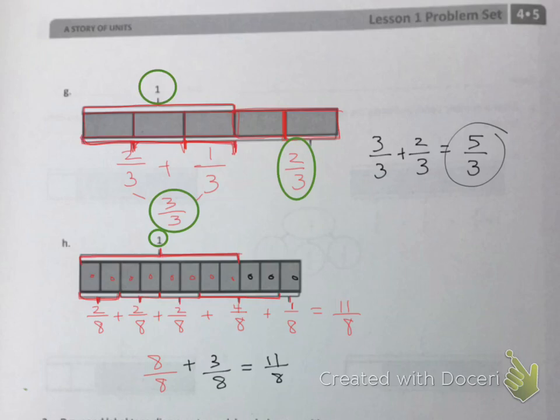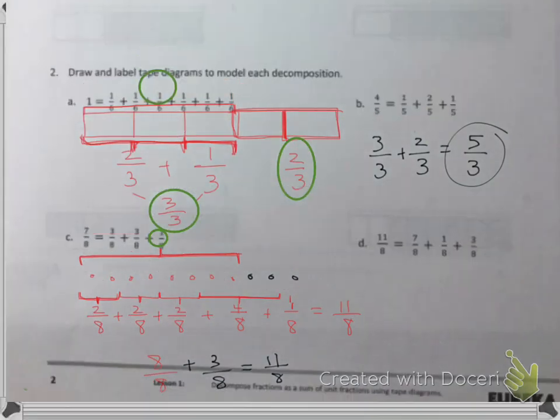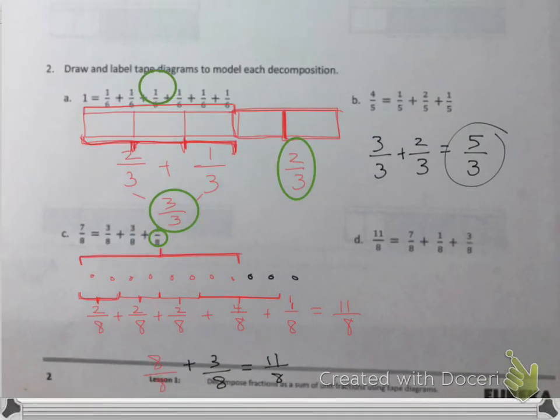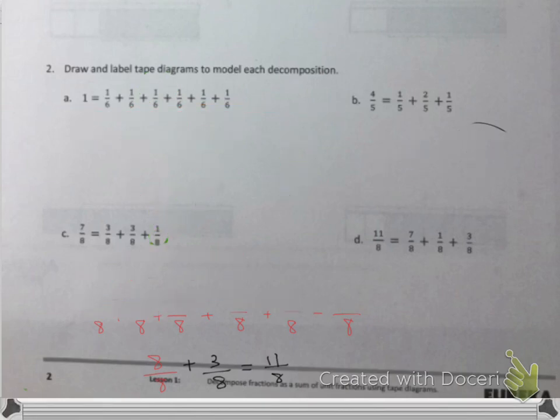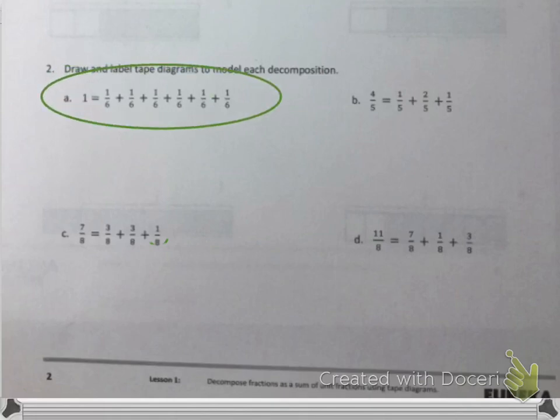Okay, so let's go on to 2, and let's figure out how we can solve 2. So what we're going to be working with here is making tape diagrams and breaking them down because it's already decomposed for us. So I'm going to do the first and second one for you, and I'm going to want you to do C and D on your own.